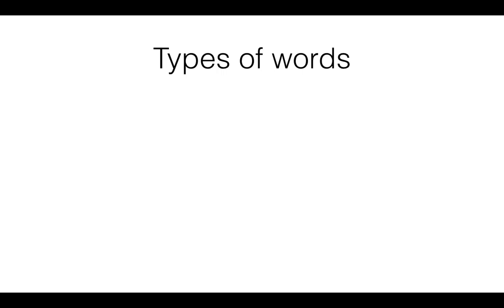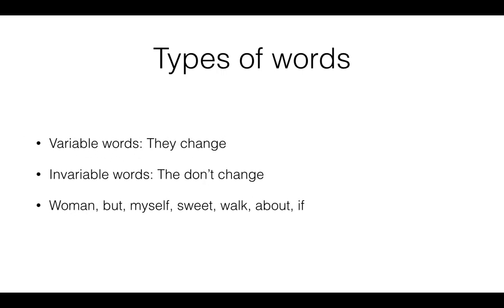So, types of words. This is one thing we have to know about words and morphology. There are two types of words. There are variable words, which means that these words change. And then the next category is invariable words. These invariable words, of course, don't change. This is one way of categorizing words in morphology.